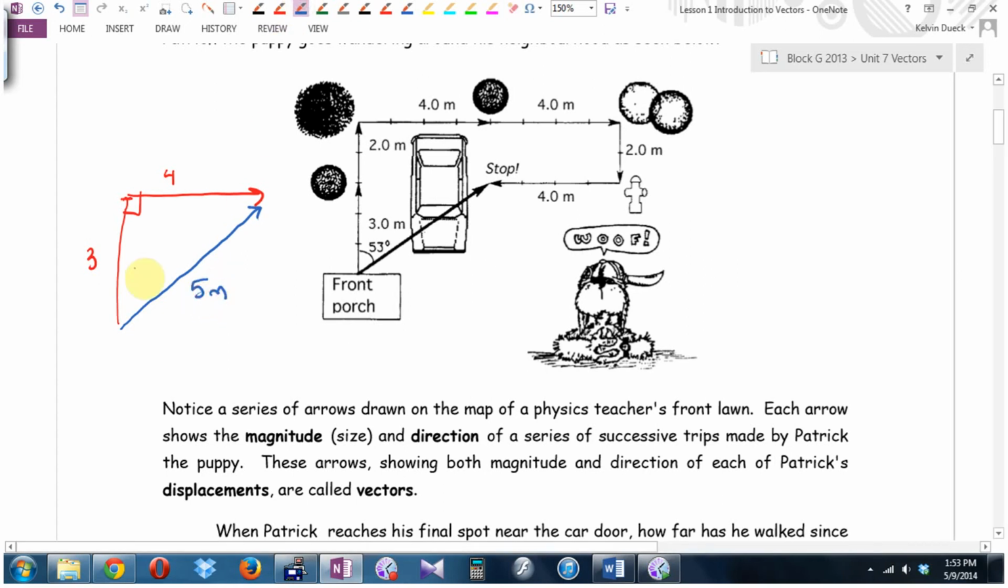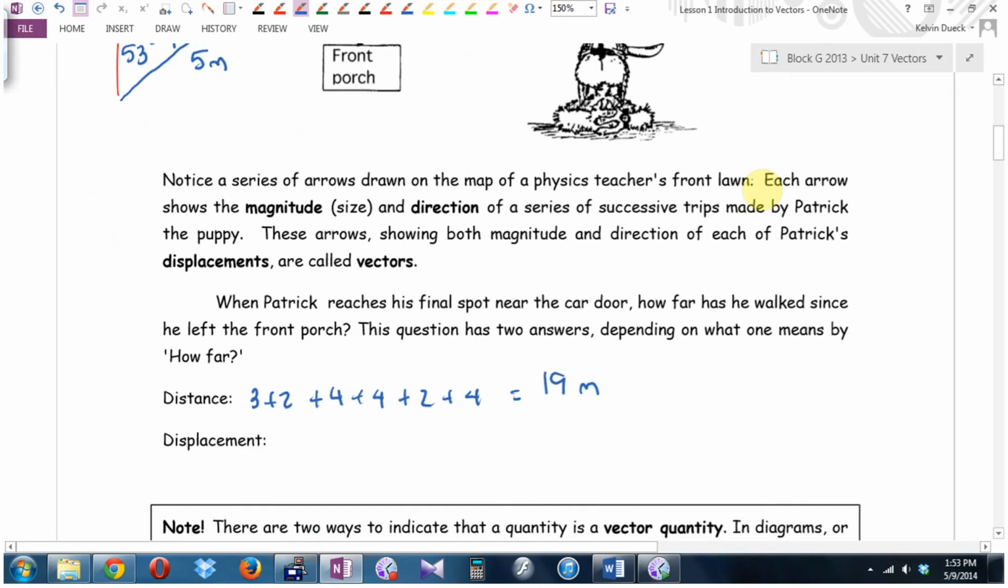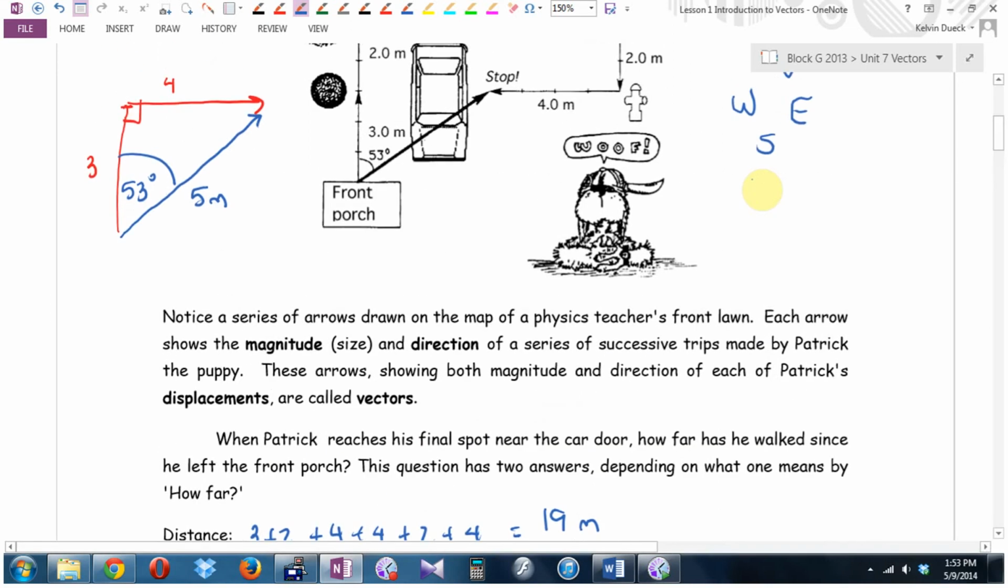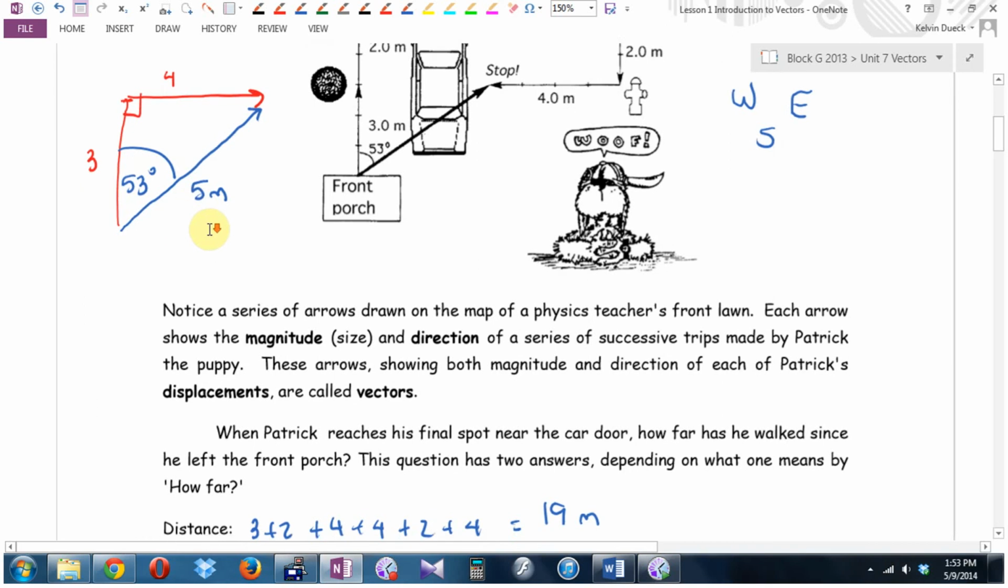And then it said there was a 53-degree angle there. Let's put a compass here. North, east, south, west. And here's how we can write his displacement. All vectors have magnitude and direction. What's the magnitude of his displacement? What was it? What was the magnitude of his displacement? What was it? 5.